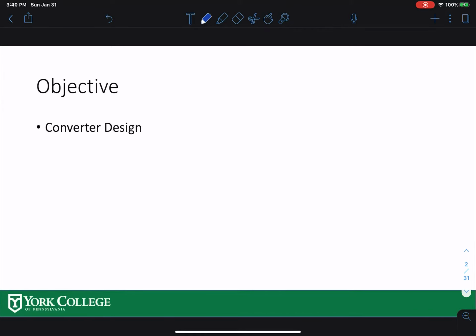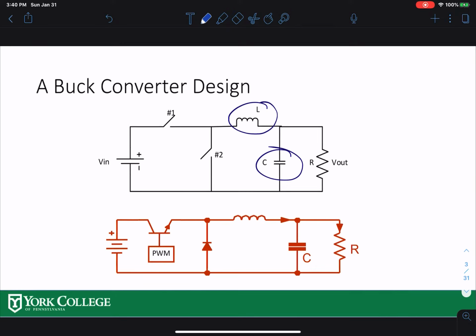Today we're going to talk about converter design. What this means is that we're going to give you some specification of the converter, and you have to come up with the design. That means you're choosing the L values and C values depending on the specification. So let's move with the buck converter design.